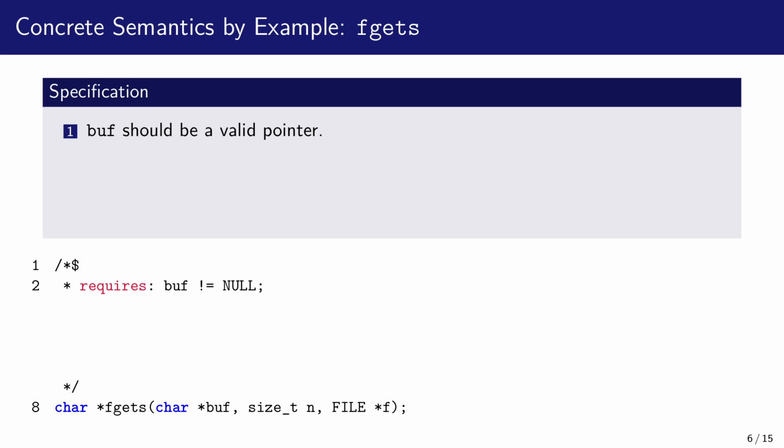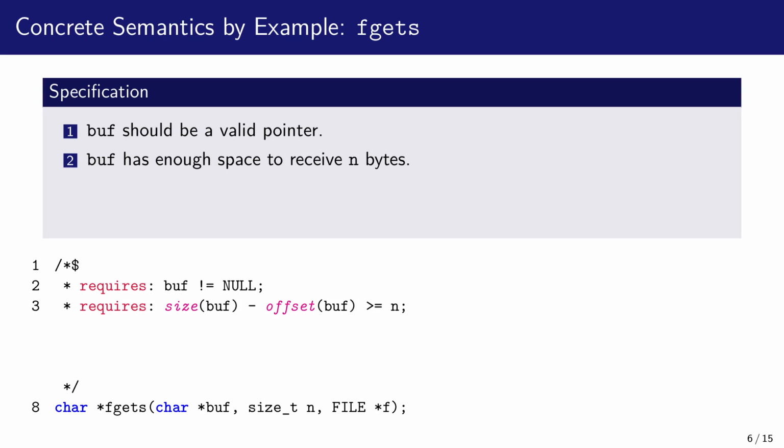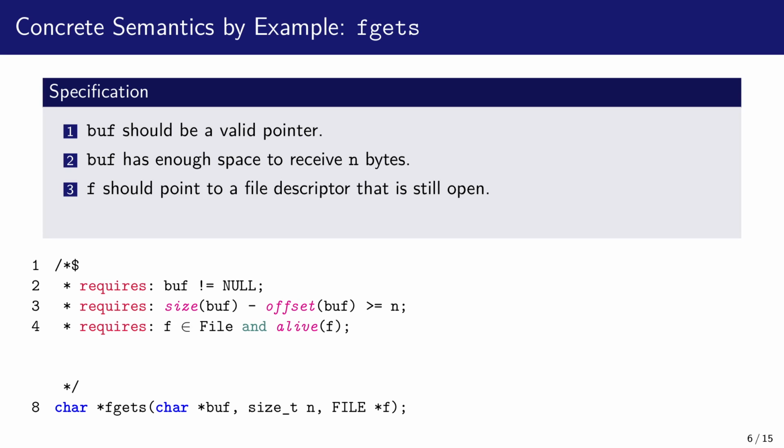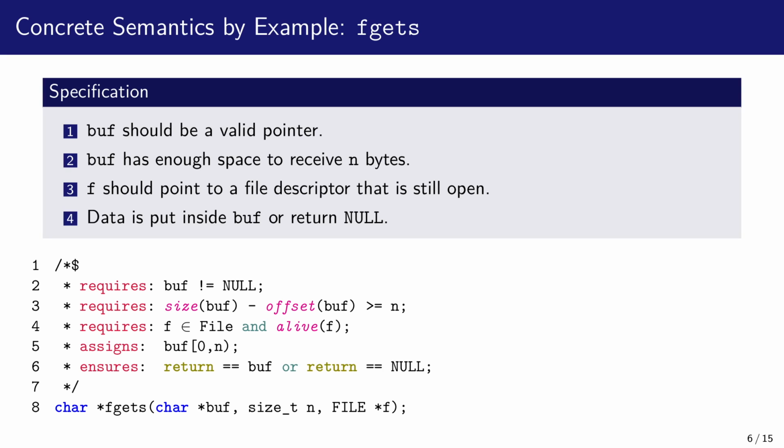So when calling the function fgets, we should verify that the parameter buff is a valid pointer and that it points to a memory block that has enough space in order to receive at most n bytes from the file. And finally, we have to check that the file descriptor is still open, which means that the pointed resource is a member of the file class and that the resource is still alive. Now we want to model the fact that we put some data inside the input buffer, which is done using the statement assigns.